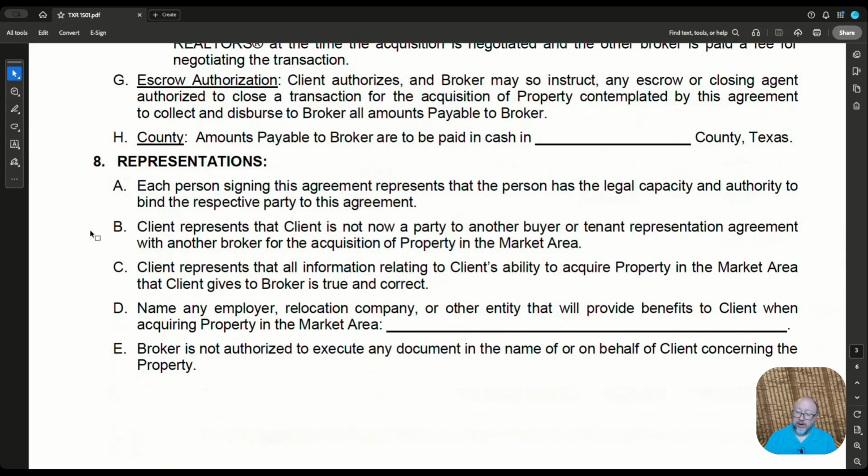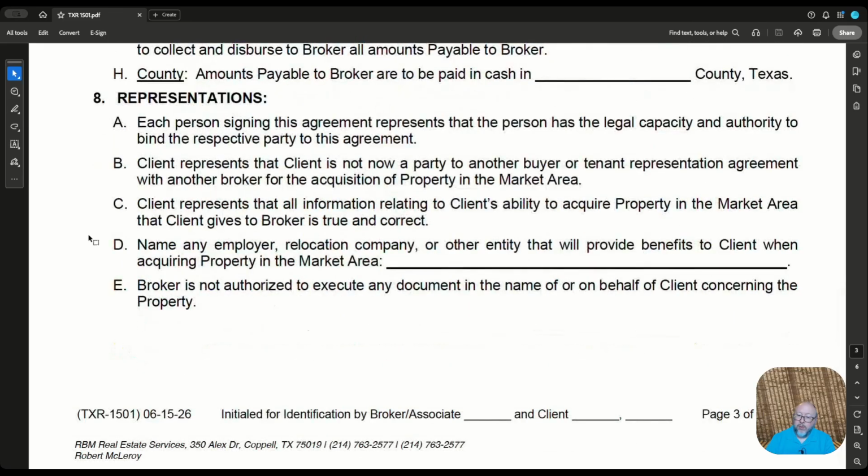All right, we have some representations here that weren't present in the short form agreement, but I would again say that even if they're not explicitly present, they're implicitly present. So, for example, representation A, each person signing this agreement represents the person has the legal capacity and authority to bind the respective party to this agreement. I think anytime you sign a legally binding agreement, you are saying that you have the legal capacity and authority to sign it. B, client represents the client is not now a party to another buyer or tenant rep agreement. In the short form agreement, that is simply a check mark to indicate that or not. All right.